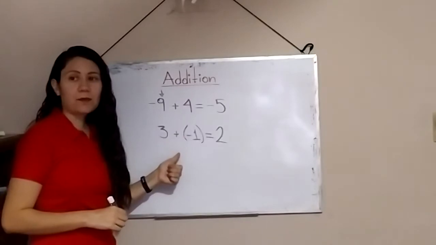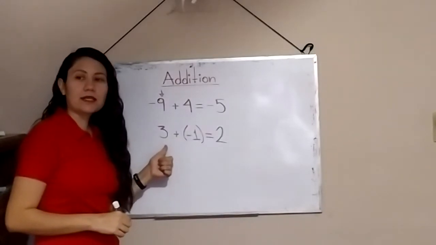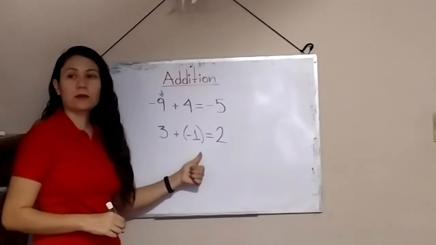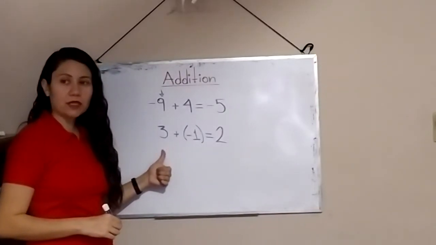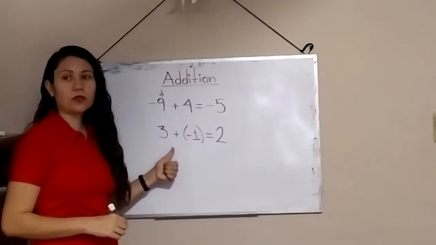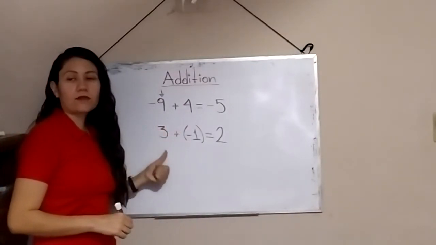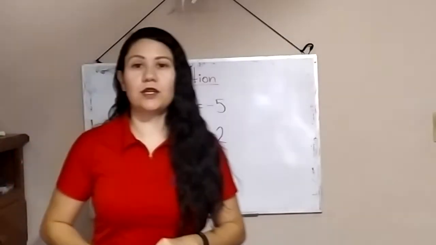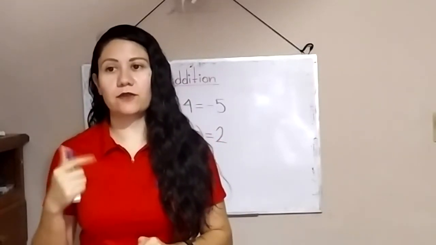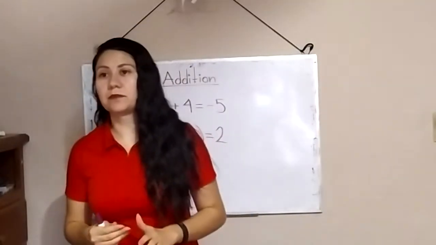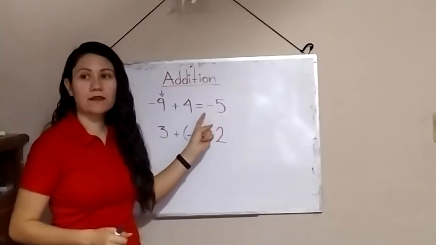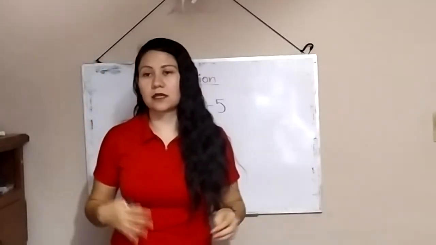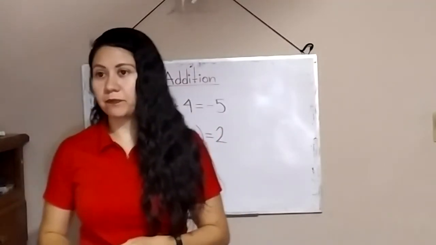In the second example, our greatest absolute value is 3. So we are going to subtract the 1 from the 3, and the result will have the sign of the 3, which is positive. It is not necessary that we use the plus sign for positive, but we know that if it doesn't have a negative sign, that means the result is positive.